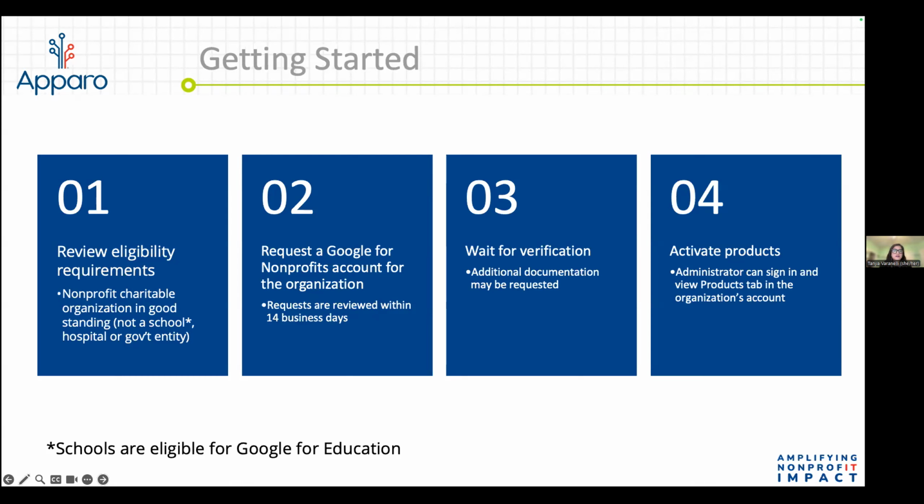The requests are reviewed within a couple of days, but it can take up to 2 business weeks. It should usually be verified really quickly. The third-party vendor that verifies may ask for additional documentation, but then again, it should be approved pretty quickly. Then Google will send an email to the administrator. The person who requested the account is considered the administrator, and they will activate the products that the team can use. So pretty easy.